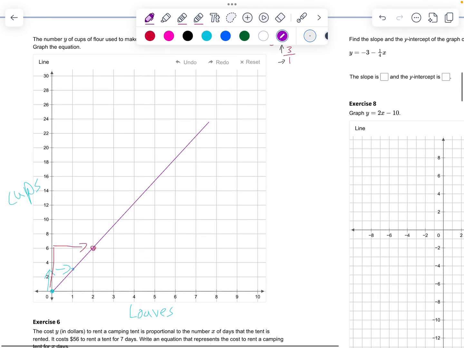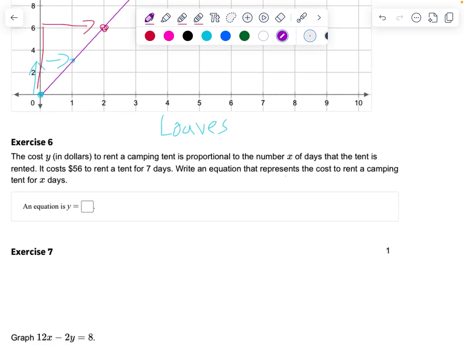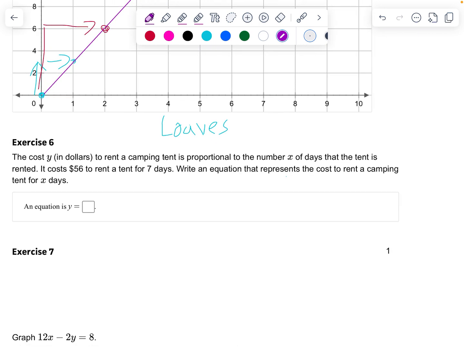And it will do that for you in Big Ideas, okay? Number 6, cost, sorry for the noise. Cost, y is dollars. Renting a camping tent is proportional to the number x of days that the tent is rented. It costs $56 to rent it for 7 days. Write an equation that represents the cost of renting the tent for x days.